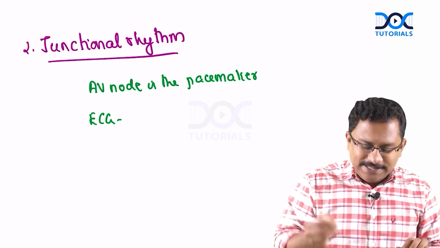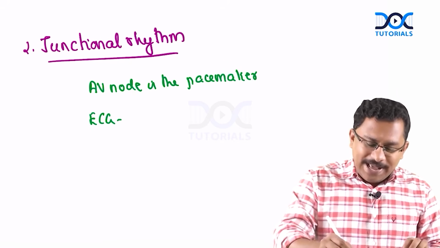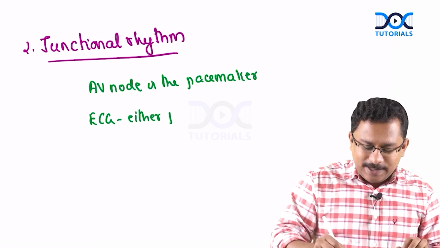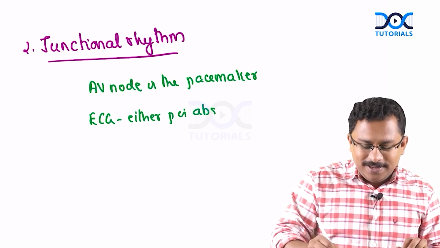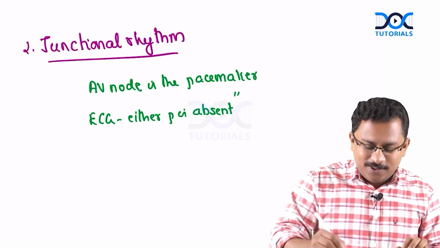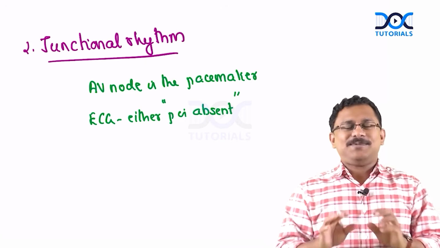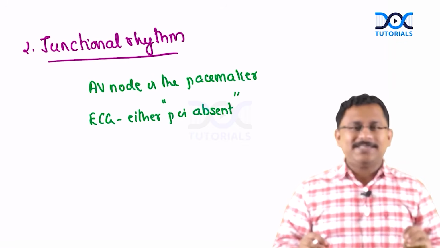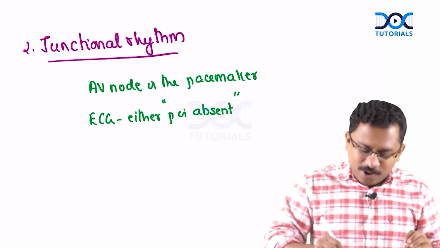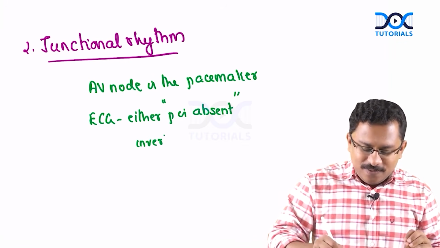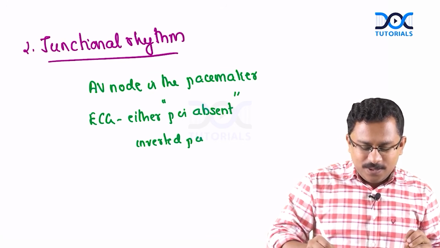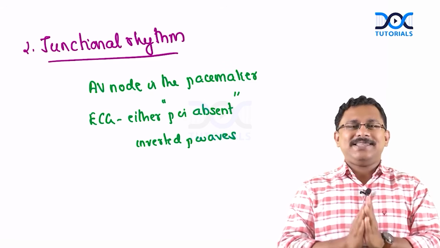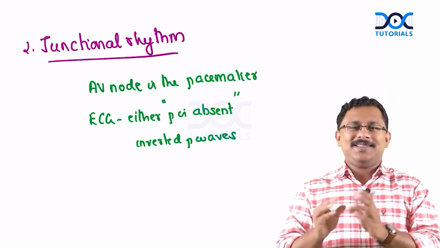So in the ECG, what will happen? Either P is absent, but remember, I'll put this in inverted commas, because P is absent only because it is submerged within the QRS, or you can have inverted P waves. So that is what happens in case of junctional rhythm.